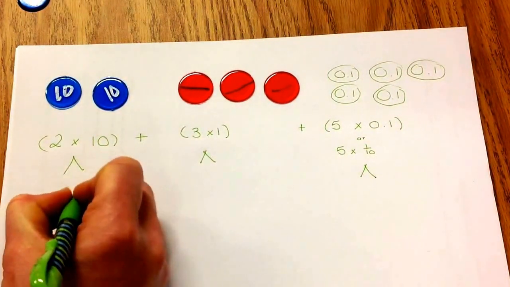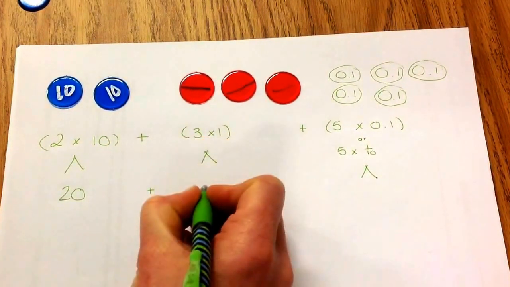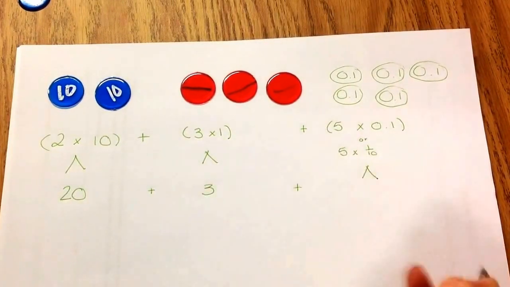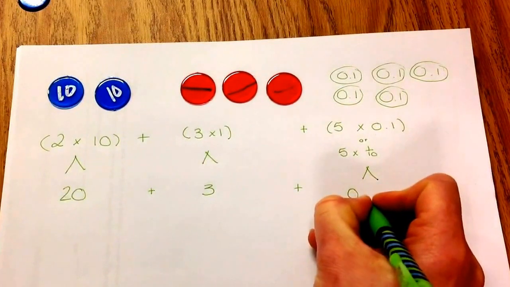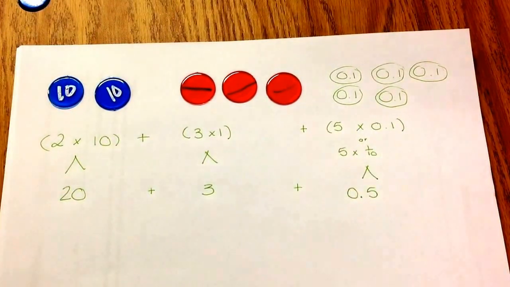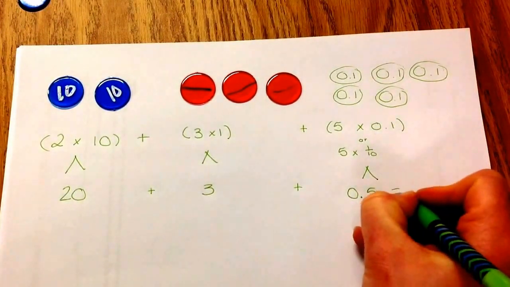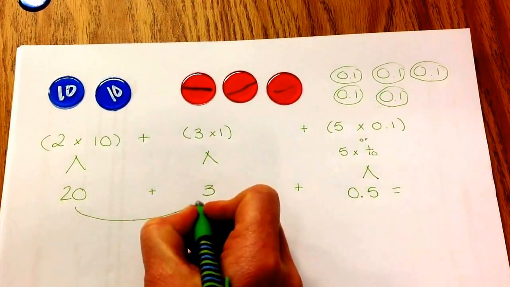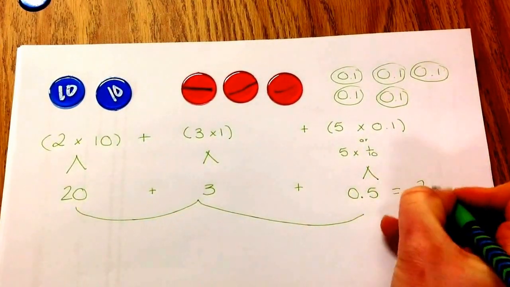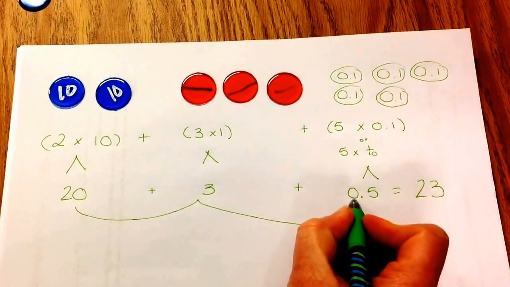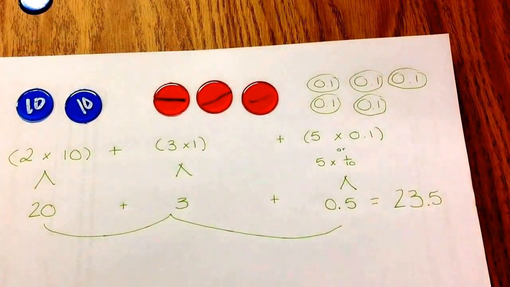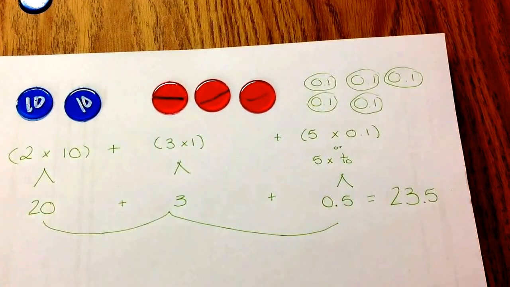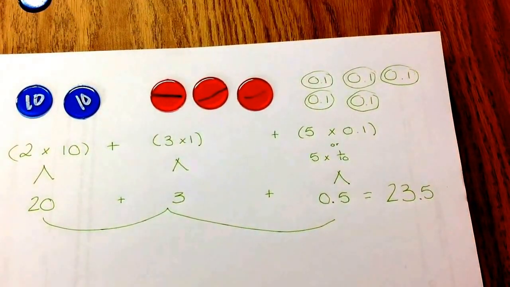2 times 10 is 20, plus 3 times 1 is 3, plus 5 times 1/10 is 5/10. So it looks like that. If I add them all together, I get 23 and 5/10. 23 wholes plus 0 wholes and 5/10. All right, go ahead and pull out your number line template.